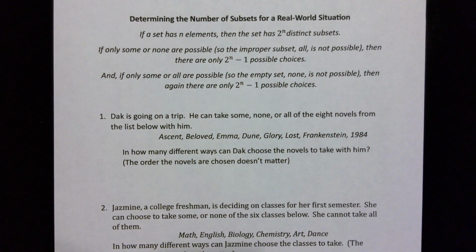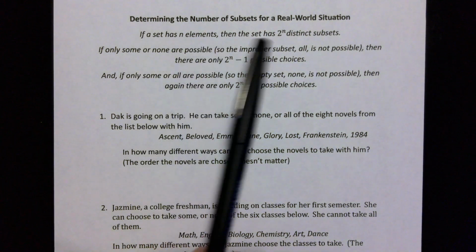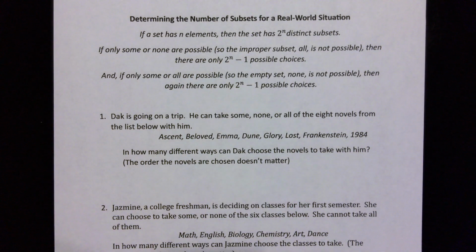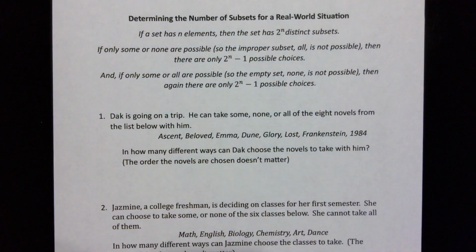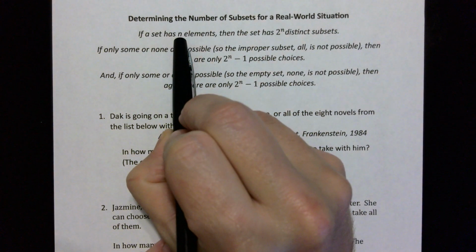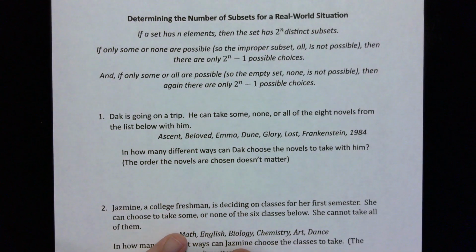In this video, we are going to be determining the number of subsets for a real-world situation. Okay, so we've got a little help here. If a set has n elements, then the set has 2 to the n distinct subsets. So that's 2 to the power of n. For example, if the set has 3 elements in it, and you're asked how many distinct subsets you have, we know that n is 3, so you would just do 2 to the power of 3. And if there were 5 elements, then you do 2 to the power of 5, and so on.